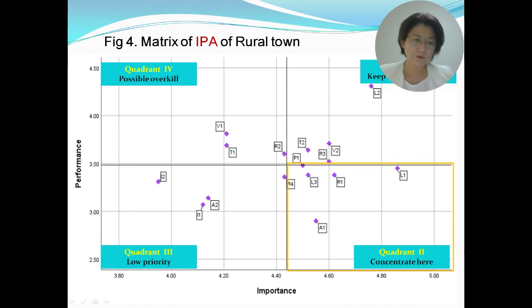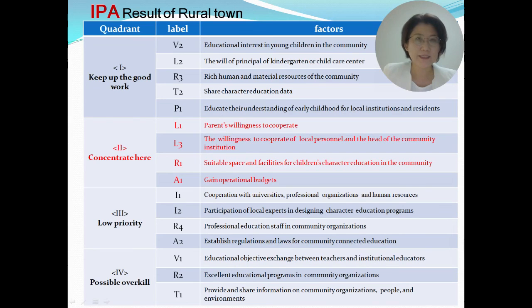According to figure 4, there are 5 items in quadrant 1. That is strength part. And quadrant 2 is 5 items. And quadrant 3, which has a low priority, 4 items. And quadrant 4, it should avoid excessive effort, was found to have 3 items. The items of maintaining good outcomes are V2, R2, R3, T2, P1. That is sharing vision, leadership, resource richness, resource transaction, and loop learning.